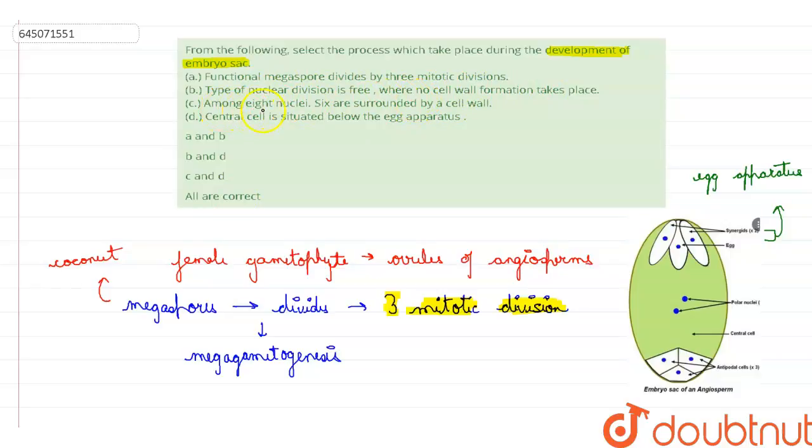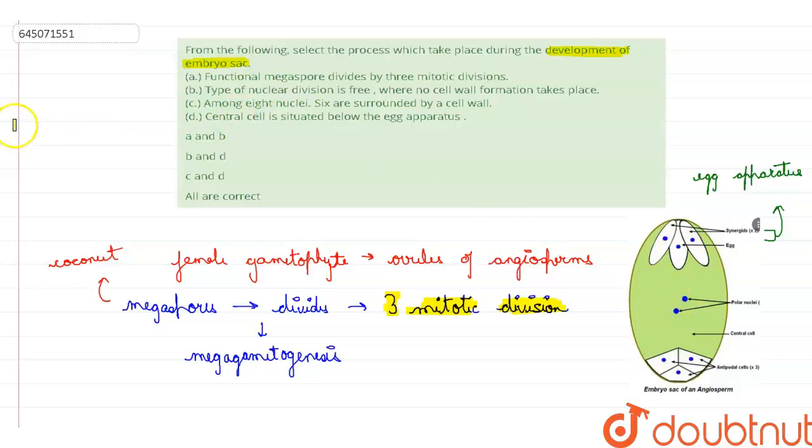Now the third statement, that among 8 nuclei 6 are surrounded by a cell wall, is also correct. Only 6 will be surrounded by the cell wall, and the 2 polar nuclei will not be surrounded by any cell wall. So this is also correct. Now the last one says that the central cell is situated below the egg apparatus. I told you this is the egg apparatus, which consists of the egg and synergids, and the polar nuclei or the central cell is present just below it. So this option is also correct.